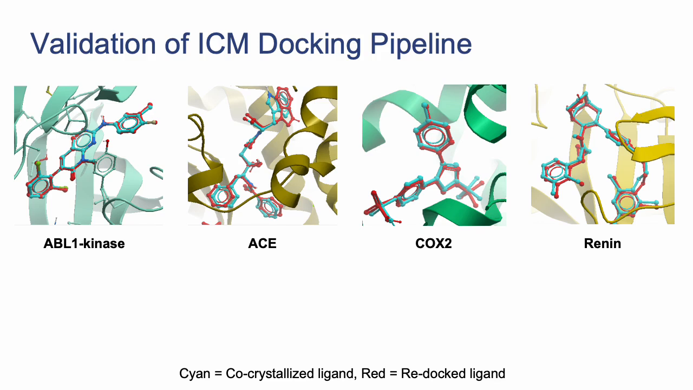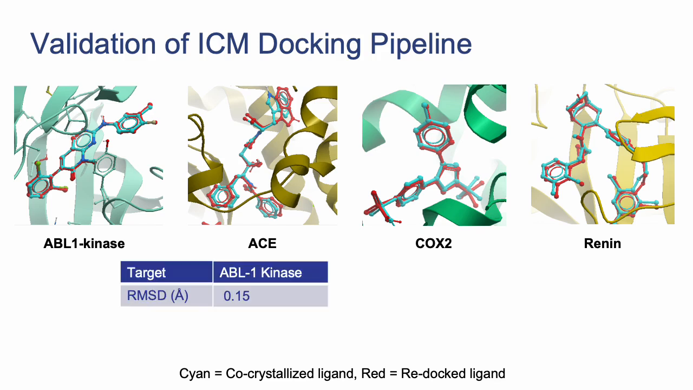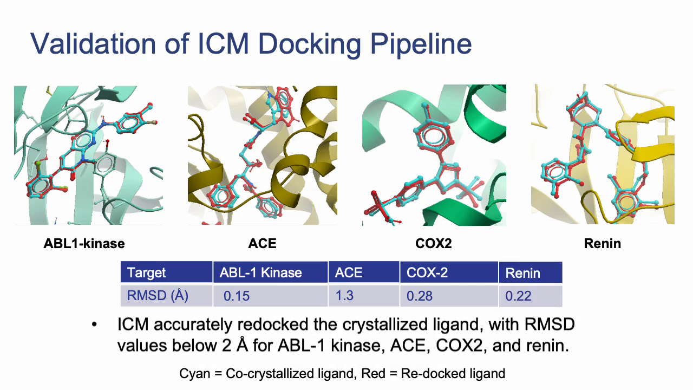For ABL1, the RMSD was 0.15 angstrom. For ACE, it was 1.3 angstrom. COX2 had an RMSD of 0.28 angstrom, and renin had a value of 0.22 angstrom. These results show that ICM accurately redocked all 4 crystallized ligands within its binding site.